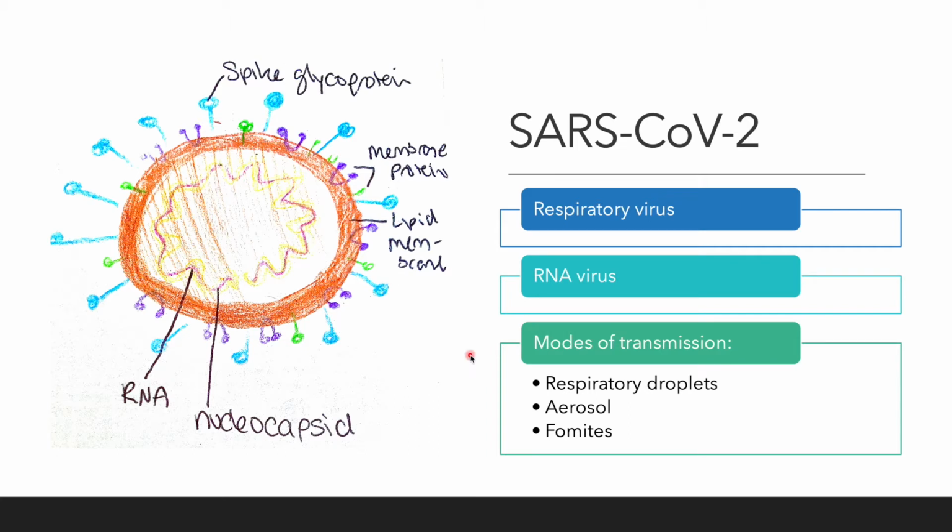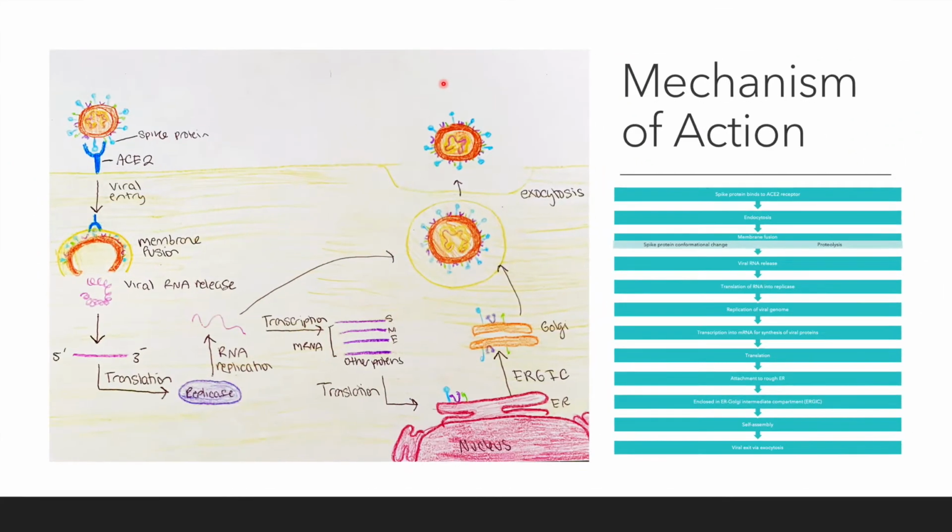The virus is transmitted from person to person mainly through respiratory droplets, aerosol, and fomites. Fomites refer to when a person touches a surface with the virus on it and then touches their eyes, nose, or mouth. Now let's discuss this virus's mechanism of action.